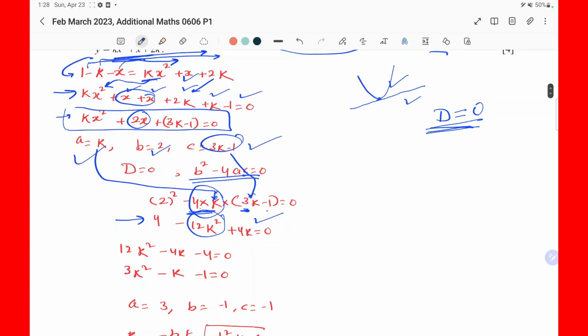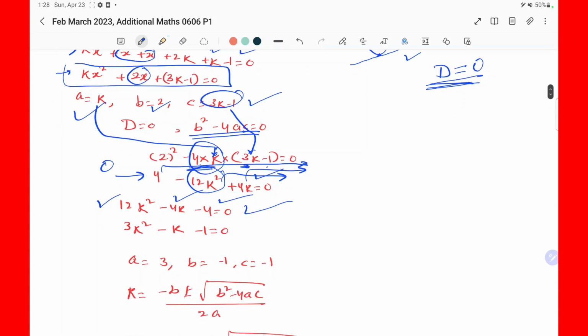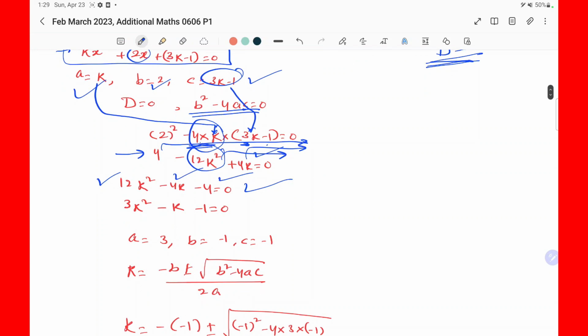Now I got this minus 12k squared, if you shift to the right side it is plus 12k squared. If you shift 4k to the right side it is minus 4k, and if you shift 4 to the right side it's minus 4. Here 0 is left, which I wrote over here. Now the next step says 12k squared minus 4k minus 4 equals 0, and I think 4 is the common factor, so if you divide by 4 here, here and here, you will get 3k squared minus k minus 1. So finally I got this quadratic equation.